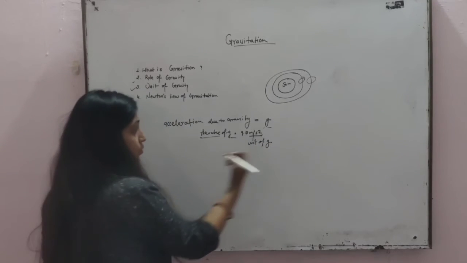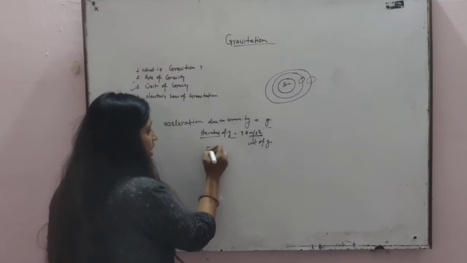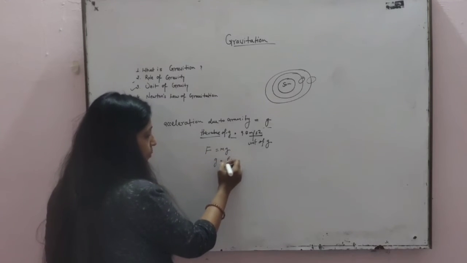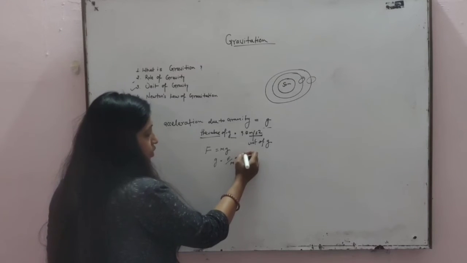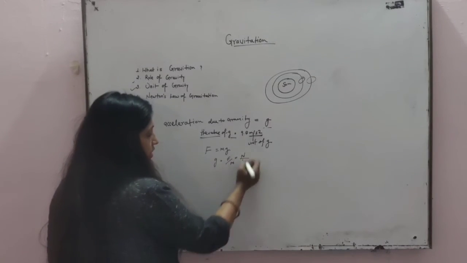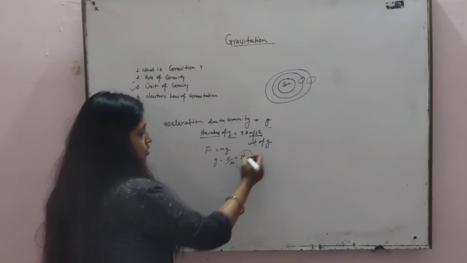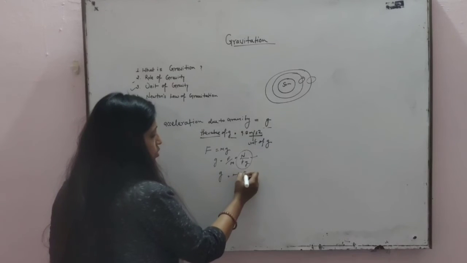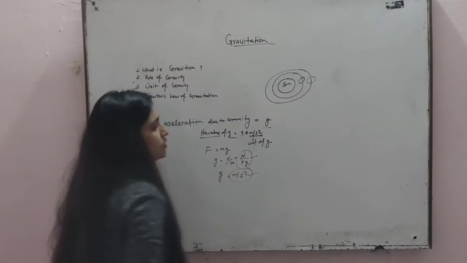How can we calculate this? We can calculate with the help of the formula F = mg, and g = F/m, where the unit of F is Newton and the unit of m is kg. So g equals Newton per kg, or we can say g equals meter per second square. This is the unit of g.